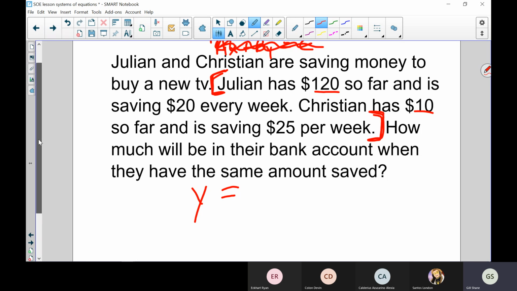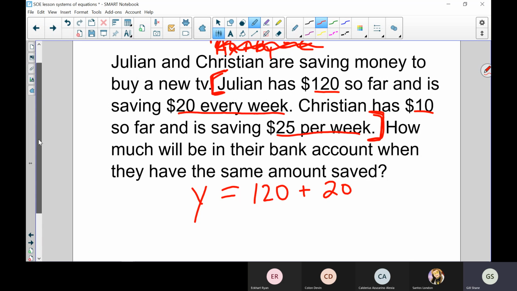What's our starting number then? We'll do Julian first. 120, right? And he's going to do what to that 120? He's going to save money. He's going to add to that. What's he adding? 20. Again, I better never see 120 and 20 in a separate equation. They go together. They are about Julian. 120 is not about Christian. 20 is not about Christian. So those better be in the equation that's about Julian's money. And then, where does the X go? Right behind the 20. It's $20 per week.